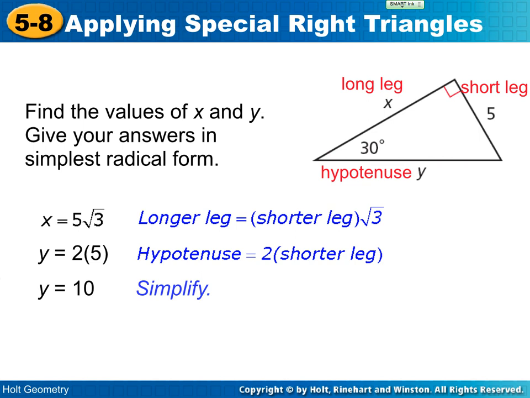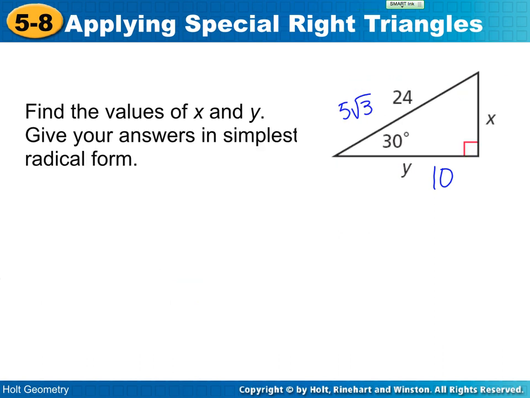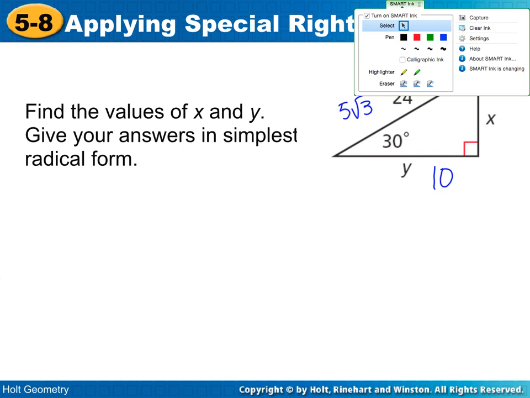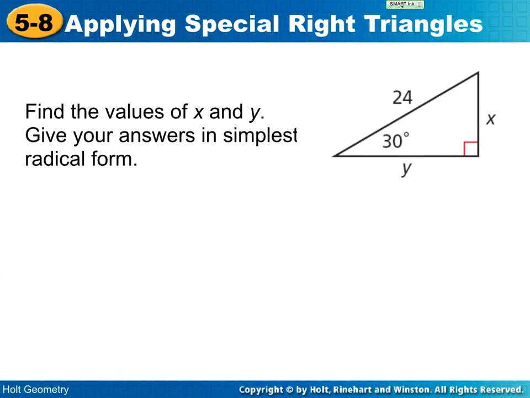Hypotenuse is the shorter leg times 2. So 5 times 2, 10. Think about your equilateral triangle. That relationship was that if you start with the hypotenuse, short leg's half as much. And this ended up being that short leg times the square root of 3. Okay, how about this one? Starting with the hypotenuse.